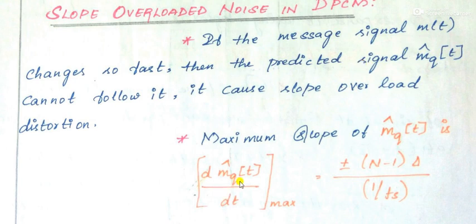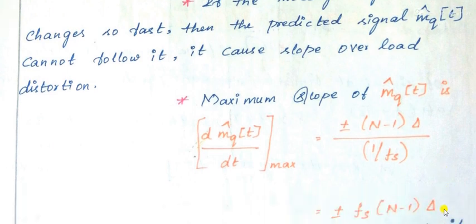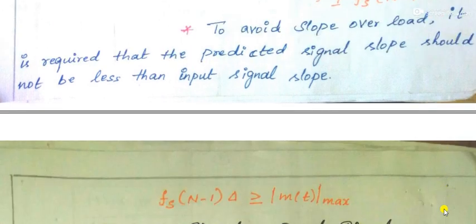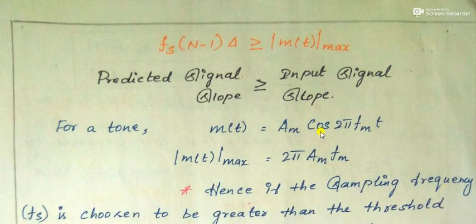And d by dt of the estimate of the quantized signal is equivalent to the number of bits: (n minus 1) into delta divided by 1 by fs. This fs goes to the numerator, so it is plus or minus fs into (n minus 1) into delta. To avoid the slope overload noise, the predicted signal slope should not be less than the input signal slope, so the predicted signal slope should be greater than the message signal or input signal slope.